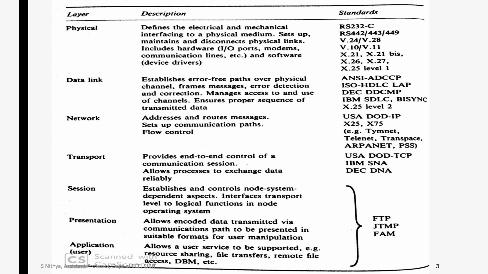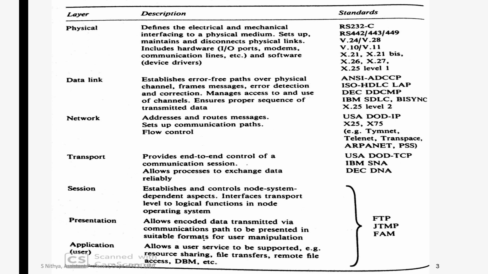The third one is the network layer. The network layer performs addressing and routing of messages, sets up the communication path, and provides flow control. The standards used here are USA DOT IP, X25 and X75. The next one is the transport layer, which provides end-to-end control of the communication session and allows processes to exchange data reliably. The standards used here are USA DOT TCP, IBM SNA and DEC DNA.